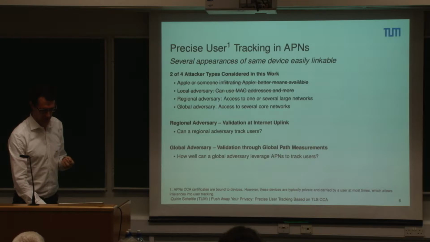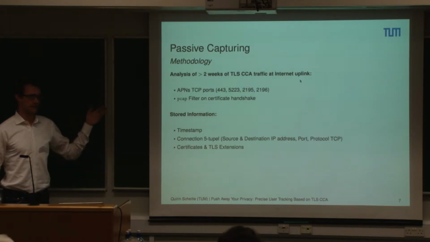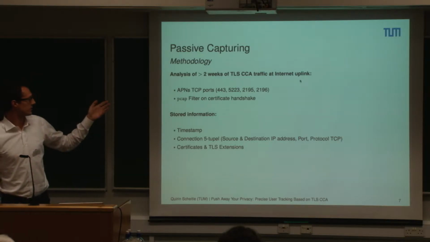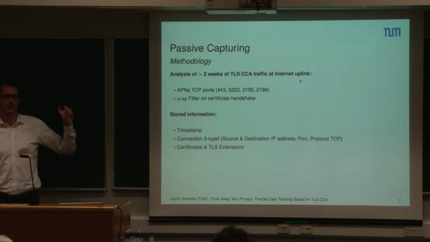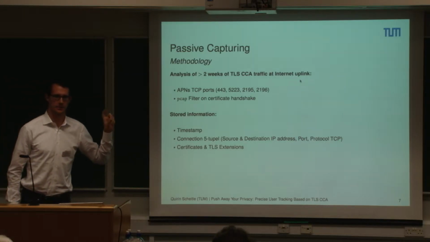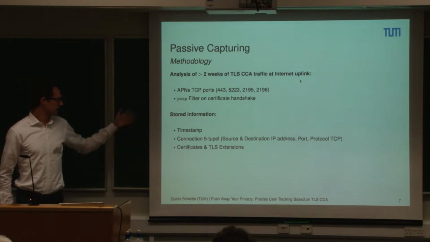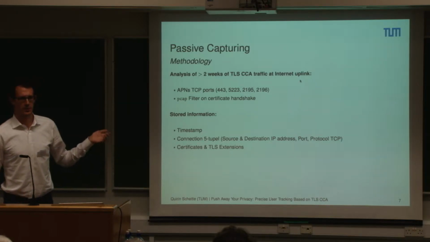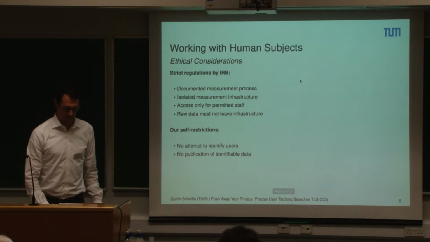And I'll first take you through the regional validation that we did using passive measurements. So we captured 2 weeks of traffic, we filtered for the APNS ports, and only for the part in the TLS handshake where the certificate is sent, basically to save data. And we saved the timestamp, 5-tuple, the certificates, and some TLS extensions, and then crawled through the data.